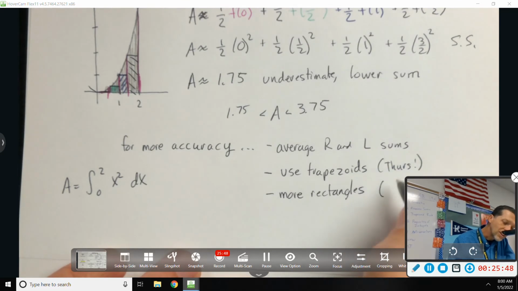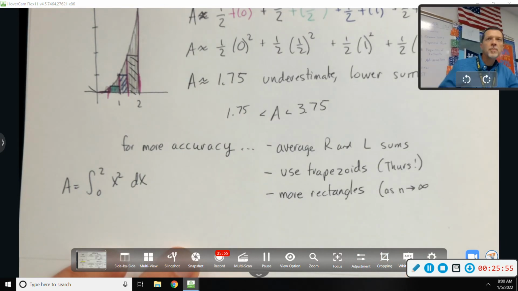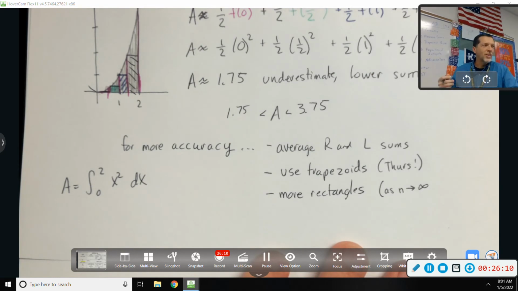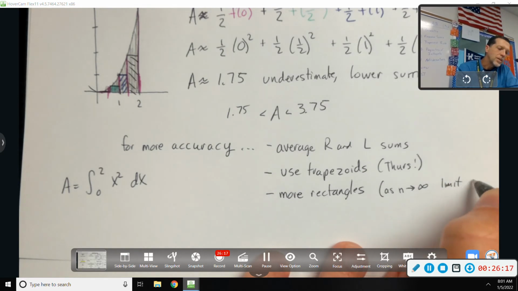And this sort of gets to where the calculus comes in. As n goes to infinity, that would be really difficult to do by hand, right? Like impossible. But as n goes to infinity, your estimate would become perfect. It wouldn't be an estimate anymore if you used an infinite number of rectangles. But you can't really use an infinite number of rectangles, but that's because it's a limit, and limits are calculus, so that's sort of the link of where we're headed.